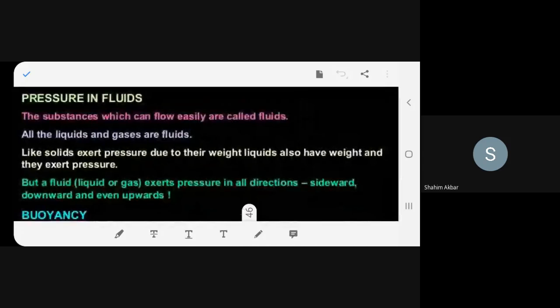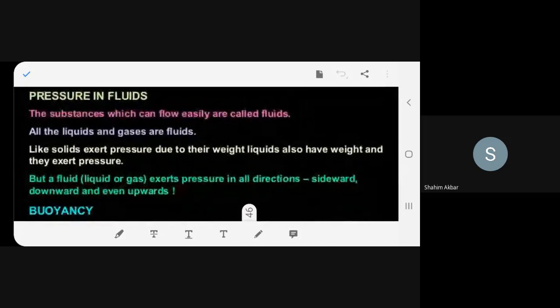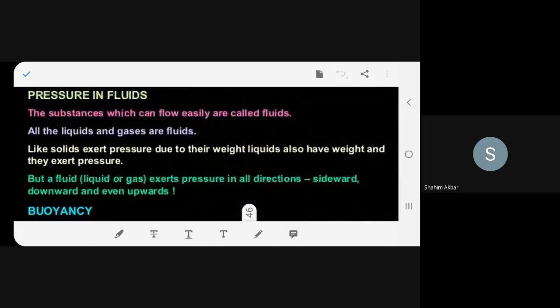Now we're going to work on pressure in fluids. Let's make it fast, because these are all repetitions so we can wind it up as fast as possible. Please do so. Start.